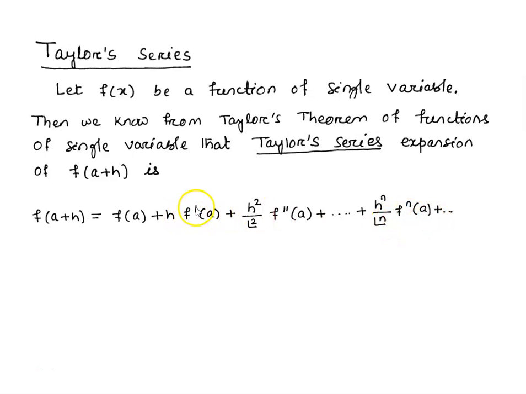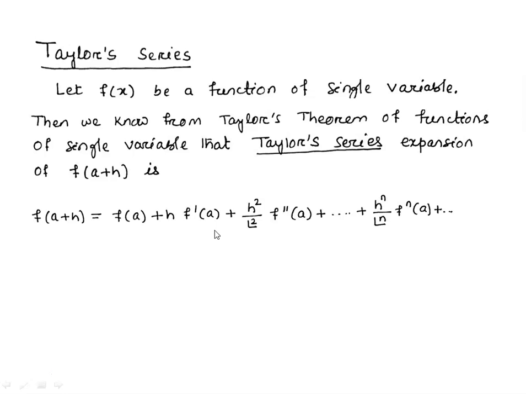Here f'(a) is the first derivative of the function f at the point a. f''(a) is the second order derivative of f at the point a. Similarly, f^(n)(a) is the notation used for the nth derivative of f at the point a. So this is the Taylor series expansion of a function of a single variable.